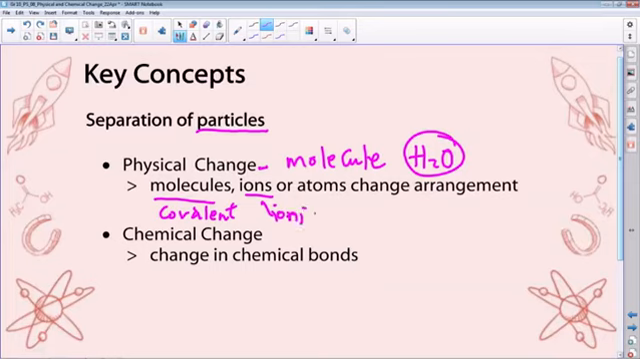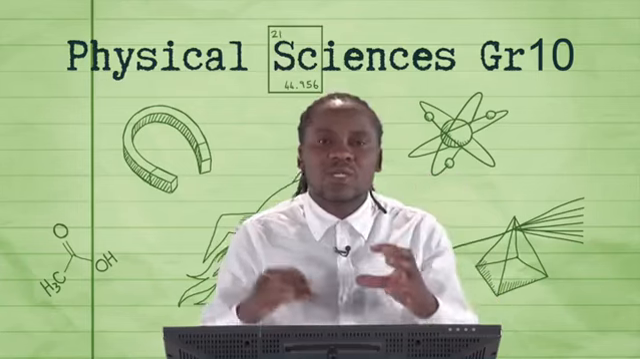In ionic bonding, you could have, remember, a cation, let's say X plus, which could represent any element, and then let's say Y minus. These are the ions involved as far as ionic bonding is concerned. And then there are atoms that change arrangement. In the first quarter, we looked at, for example, the three states of matter, which we discussed in terms of solid, liquid and gas.